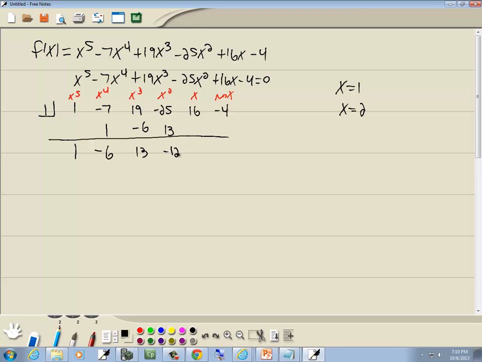Multiply, number in the box by number we put down there. 1 times negative 12 is negative 12. Add, 16 minus 12 is 4. Multiply, number in the box by number we put down there. 1 times 4 is 4. And add, negative 4 plus 4 is 0. Now we get 0 as remainder. That means that we found one of our answers. So x equals 1 is one of our answers. Now that took it from x to the fifth down to x to the fourth. Well, let's plug in our second answer. Plug in 2.